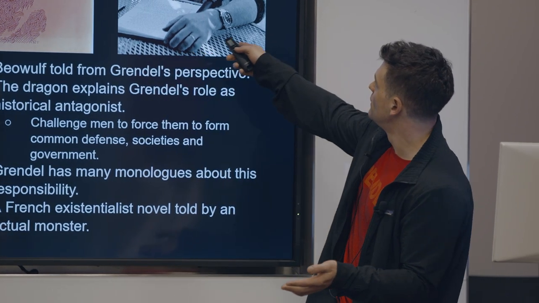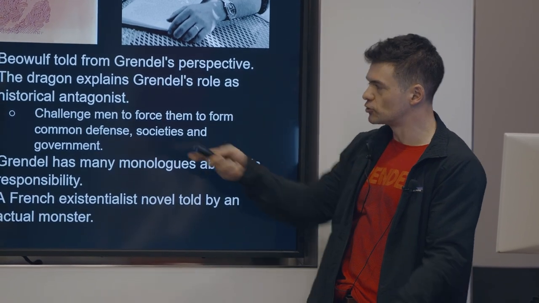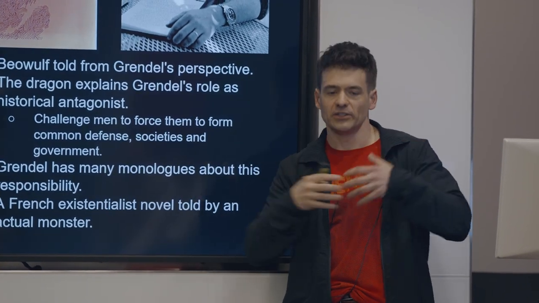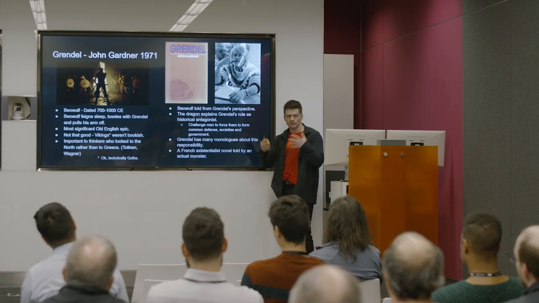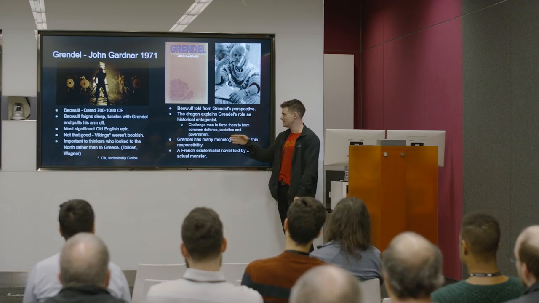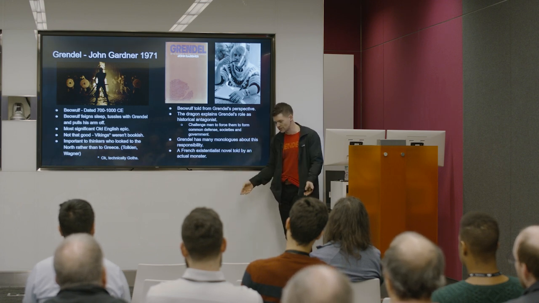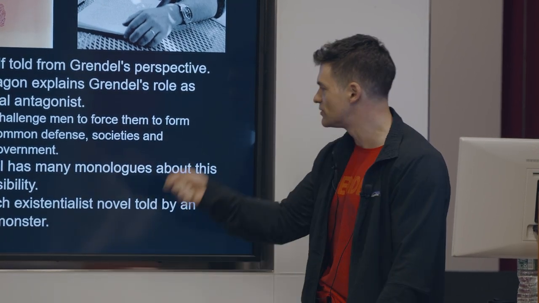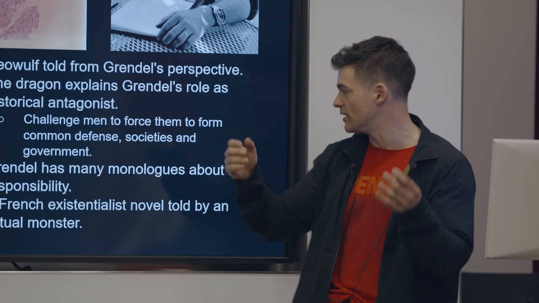And so in 1971, this New Yorker, John Gardner, rewrote the story, but from Grendel's perspective. And there's a dragon at the end where Beowulf fights a dragon. But here, Grendel talks to the dragon, and the dragon knows everything. He sees time and space, and he understands dialectical materialism, and he understands existentialism. So he tells Grendel that your role is a historical antagonist, and you're going to be a jerk to people. You're going to go and murder people and kill our livestock and all that, but you're doing it for a good reason, which is to challenge men, to force them to form a common defense, societies, and government. This is an antagonist to force them to evolve society.